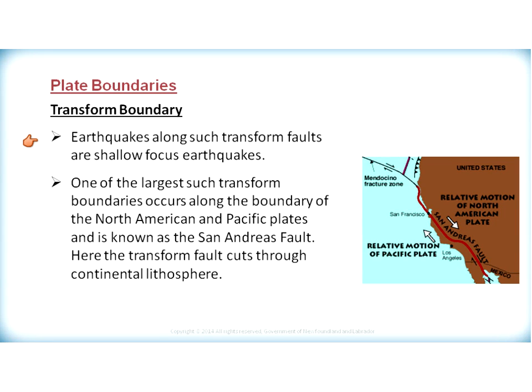Also, along transform fault boundaries, earthquakes are occurring as shallow focus earthquakes. One of the largest such transform boundaries occurs along the boundary of the North American plate and the Pacific plate, and this boundary is known as the San Andreas Fault. Here, the transform fault cuts through the continental lithosphere, and we can see a representation of the San Andreas Fault in the diagram to the right.